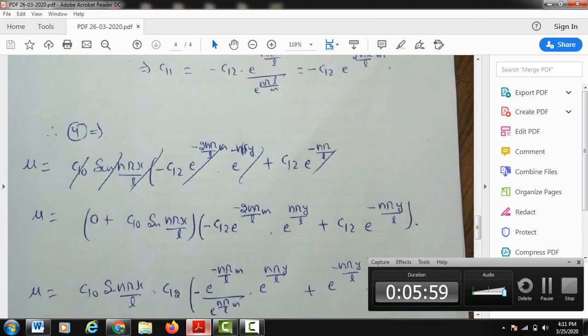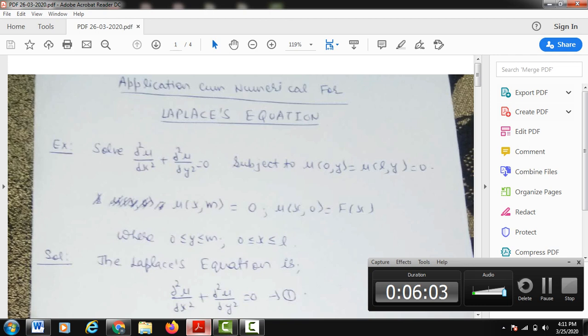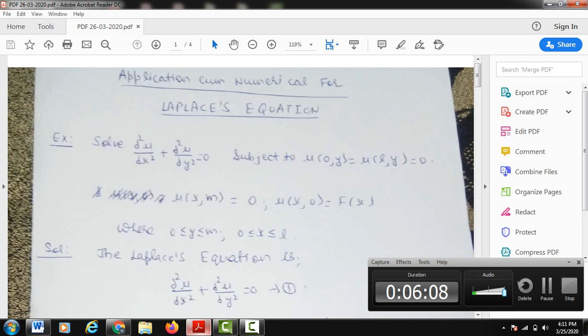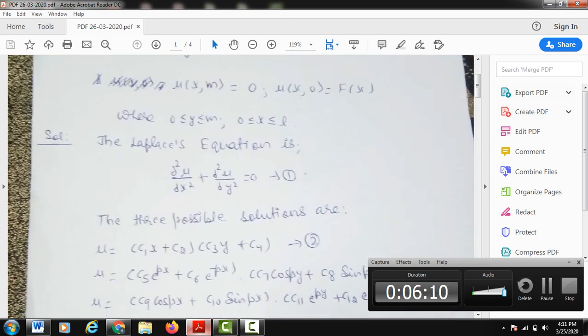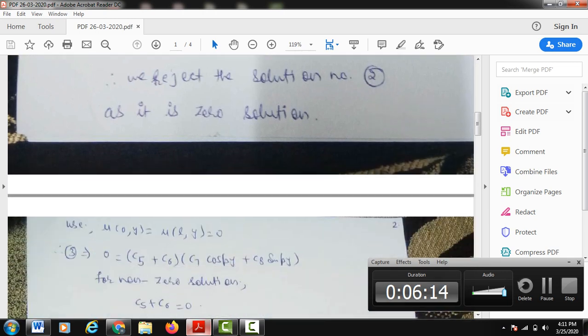So this is the main application, the numerical, of the Laplace equation. You can go through the whole numerical with pen and paper yourself, and if you find any kind of difficulty, you can call me, WhatsApp me, or email me. Hope the lecture is much clearer to you.